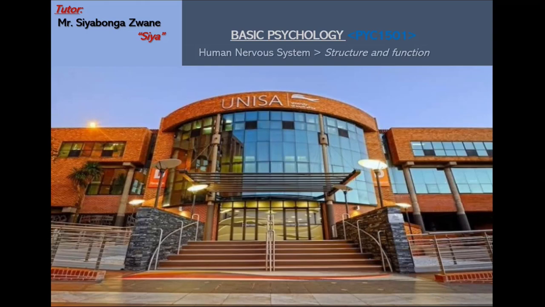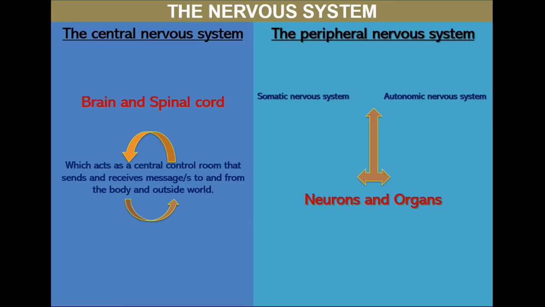So we can start. This is the first key point: the relationship between the central nervous system and the peripheral nervous system. For you to master the nervous system, you need to know firstly that we have what we call the central nervous system, which you will find in your study guide and the recommended book.